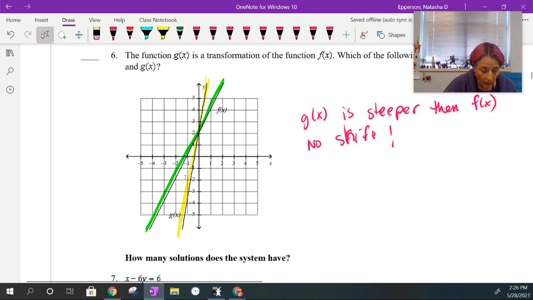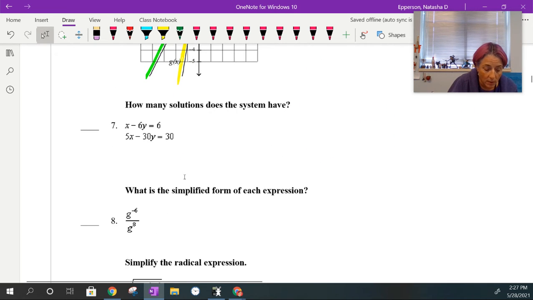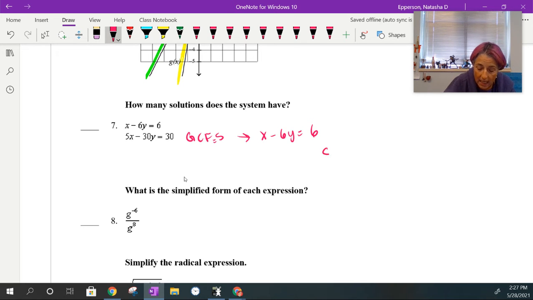Okay. Number 7, what solutions to the system do we have here? I notice my second equation has a GCF of 5. So I'm going to rewrite that. That's going to become x minus 6y is equal to 6. Oh, look at that. It's the same equation. Since it's the same equation, I know I have infinite solutions.